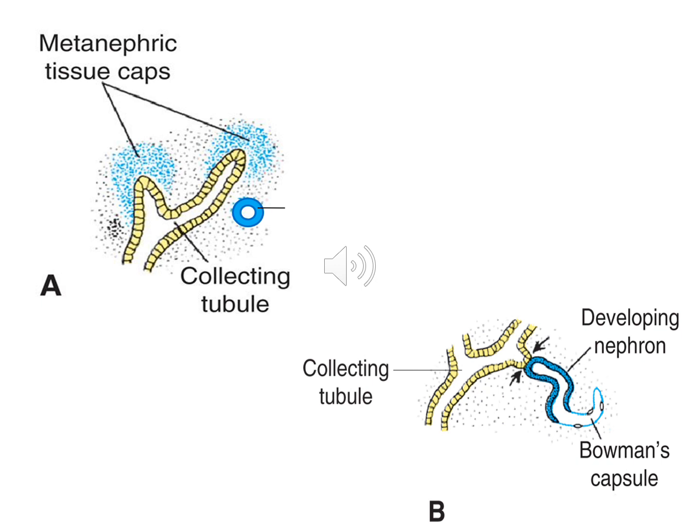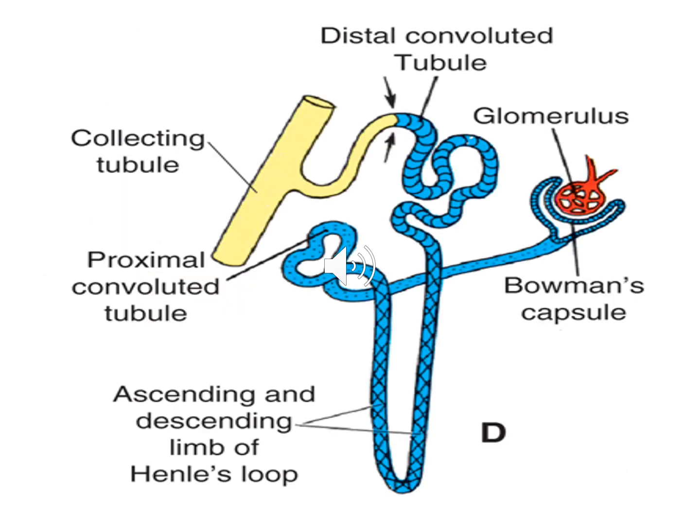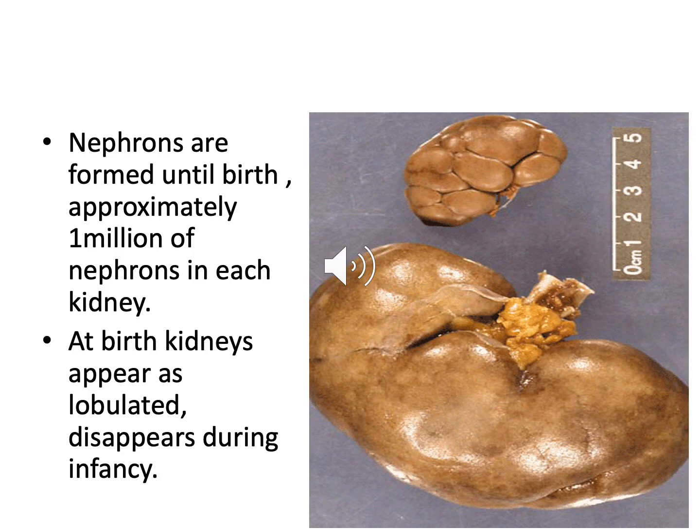In picture B, you can see the S-shaped tubules, and further expansion of these tubules forms the Bowman capsule. Some capillaries grow into the Bowman capsule and form the glomerulus. Later, the distal end of the excretory duct gets connected with the collecting tubules and forms a complete nephron. Interestingly, nephrons are formed until birth. There are approximately 1 million nephrons in each kidney, and at birth the kidneys appear lobulated, which disappears during the infant period.